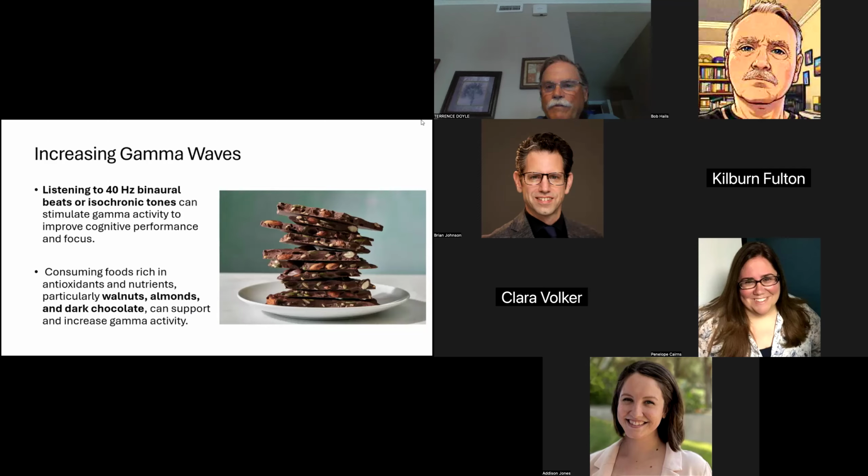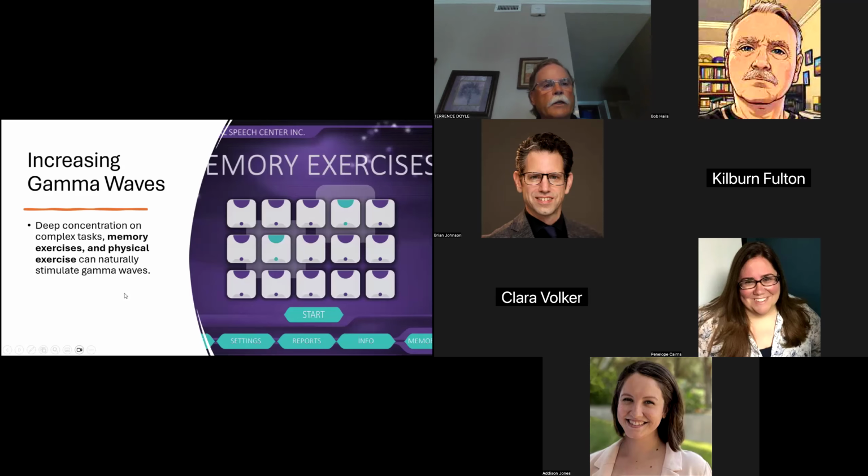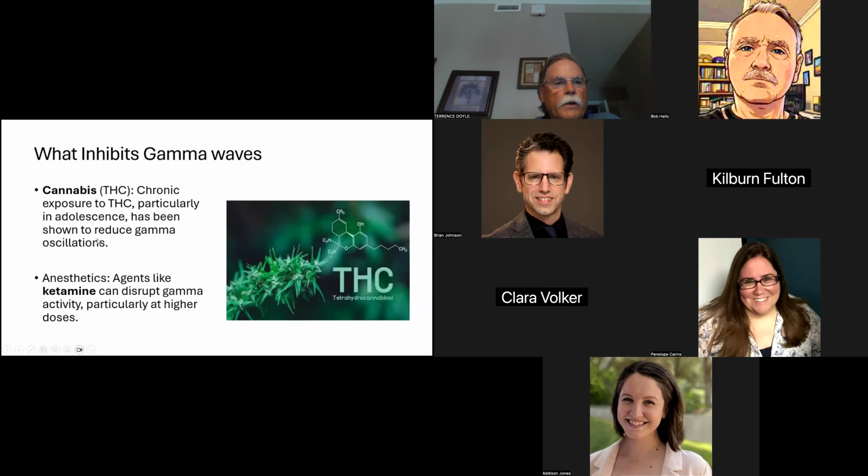And this one you're probably very excited about: eating walnuts, almonds, or dark chocolate actually increases gamma activity. So that's something that I find personally a great thing to know and that I imbibe in probably more than I should. Okay, so what else? We know that gamma waves increase as a result of memory exercises and physical exercises. So the crossword puzzles and all these kinds of things actually help us increase gamma wave production.